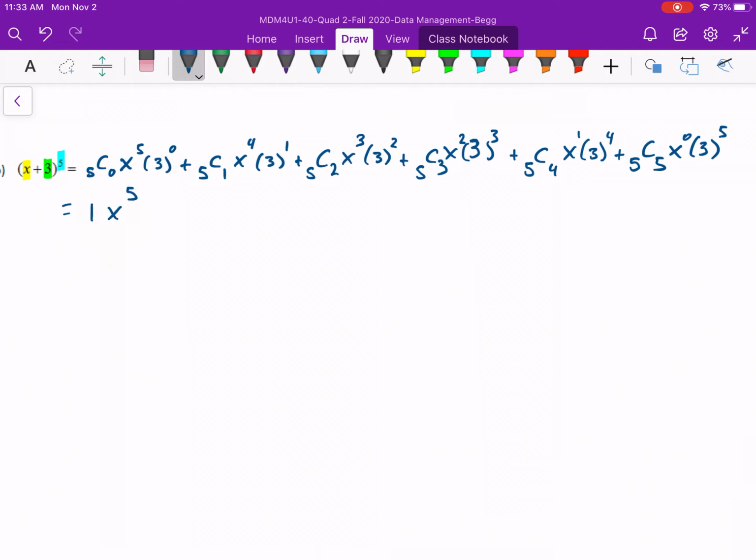I also will need to expand 3 to the 0, 3 to the 1, 3 to the 2, because these are just numbers, and they shouldn't be left just as numbers. So I'll need to expand all of those out.